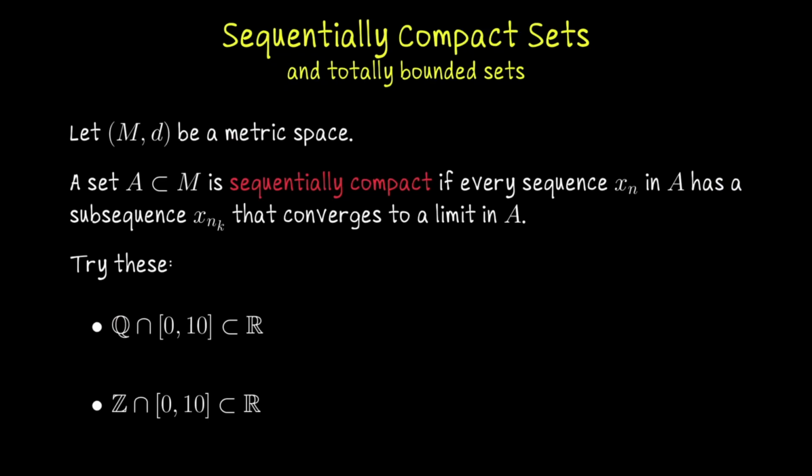So first, consider all rational numbers between 0 and 10, and then consider the integers 0, 1, 2, 3, 4, 5, 6, 7, 8, 9, 10. Take a moment to either come up with a sequence which does not have a subsequence converging in the set, or to try to reason that that's not possible, that every possible sequence yields a subsequence which converges to a limit in the set.